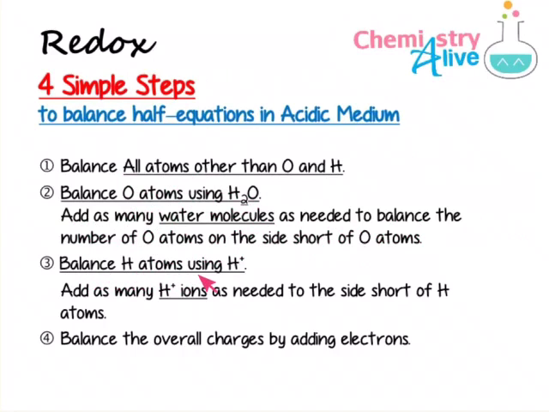Balance the hydrogen atoms using H+. Likewise, we will add as many H+ ions as deemed necessary to the side short of hydrogen atoms. Last but not least, balance the overall charges by adding electrons. Bear in mind, electrons are negatively charged.